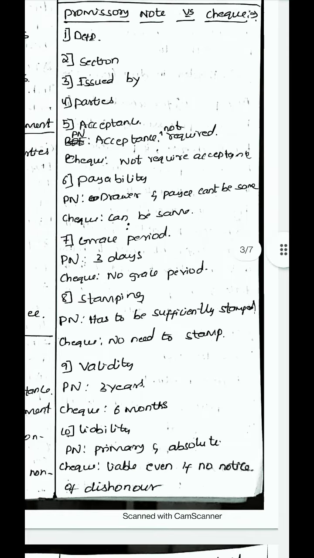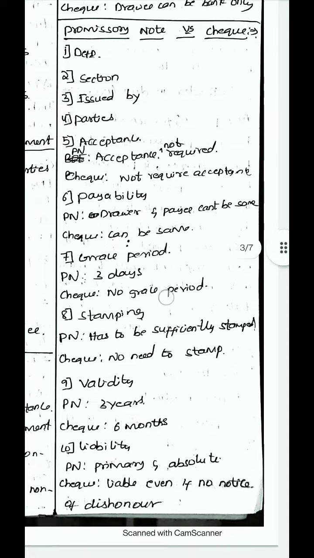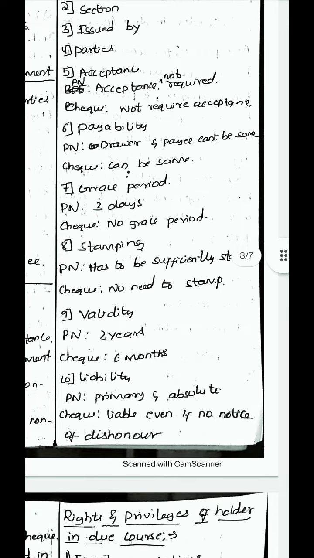Then acceptance. In both, acceptance is not required. Then payability. In the promissory note, drawer and payee can't be the same person. So the one who is making the instrument cannot take payment in a promissory note. And in check they can be the same. Both the drawer and payee can be the same.